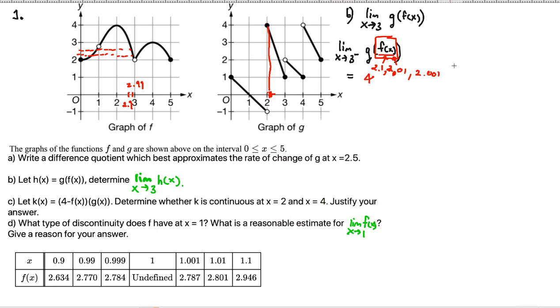Then I want to evaluate the other side limit. So the limit as x goes to 3 from the right of g of f of x.